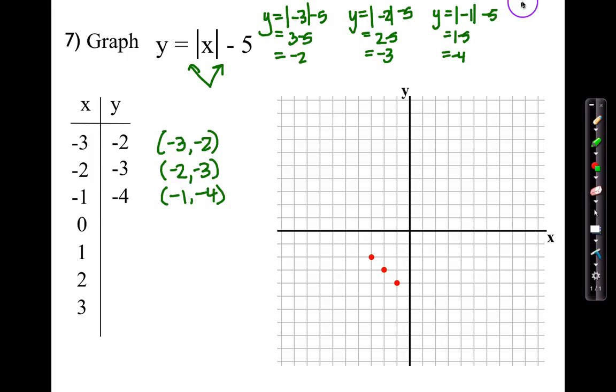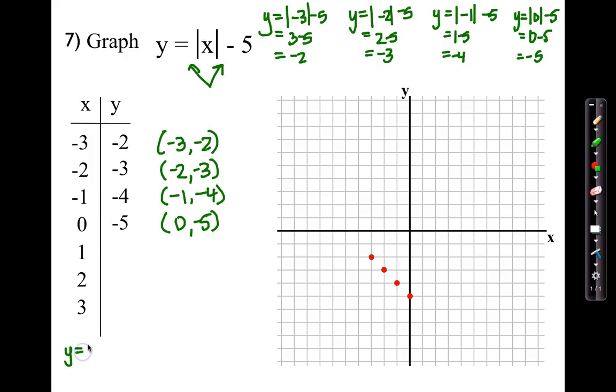Next one is 0. Let's see if we can fit that. Y equals the absolute value of 0 minus 5, which is going to be 0 minus 5, which will give me -5. So I'm going to write that down, list the ordered pair, and then plot that point here. I need to keep going.